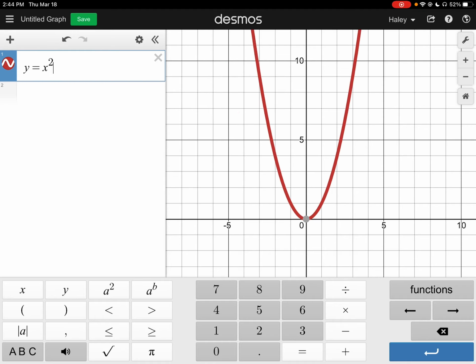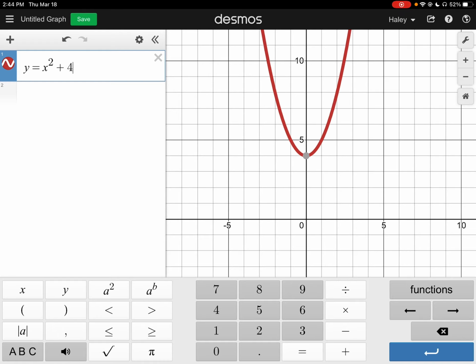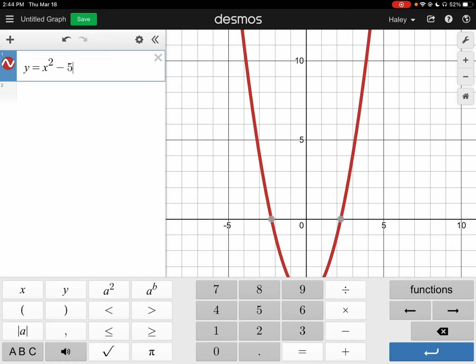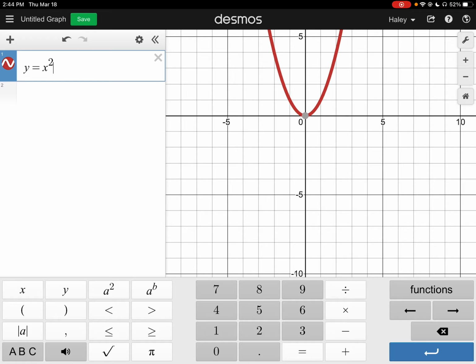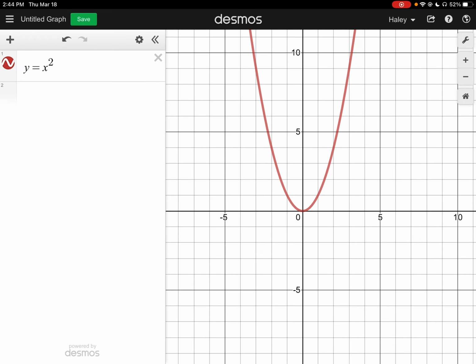We also did this. If I add 4 to the end, it's going to shift it up. So we did vertical shift up and down. If I add 4, it'll shift it up. If I add 9, it'll shift it up 9. If I subtract 5, it'll move it down 5. So we've learned about vertical shift, moving it up and down. What we haven't talked about yet is moving it left and right. That's the main new thing we're going to introduce today.